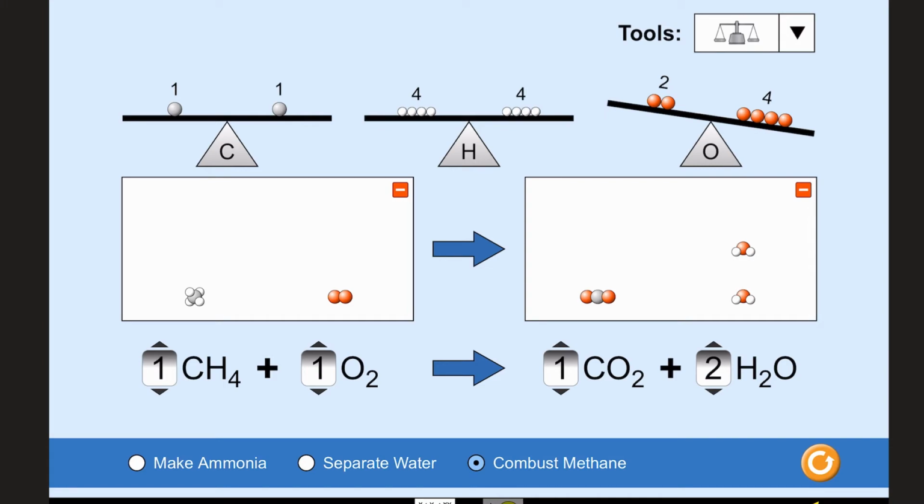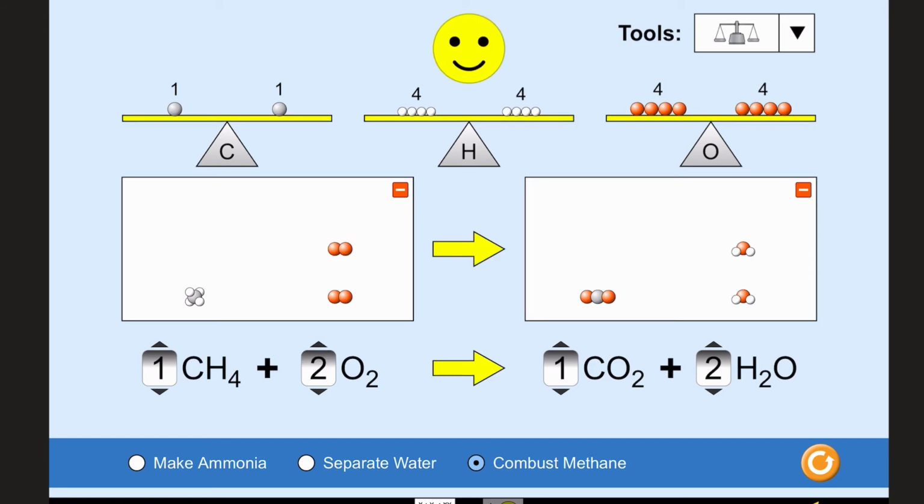So if I adjust the hydrogen and make 2 water molecules, then I've got the hydrogen balanced. But now the oxygen is out of balance, right? There's not enough oxygen represented on the reactant side, and there are 4 oxygen on the product side. So if I adjust the coefficient in front of the O2 on the reactant side, I can balance this equation. If I make that a 2 in front of the oxygen, then this equation is balanced.